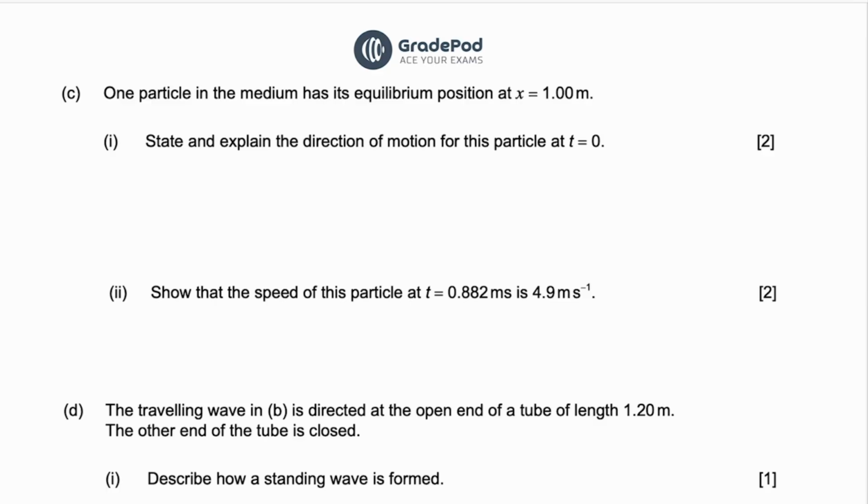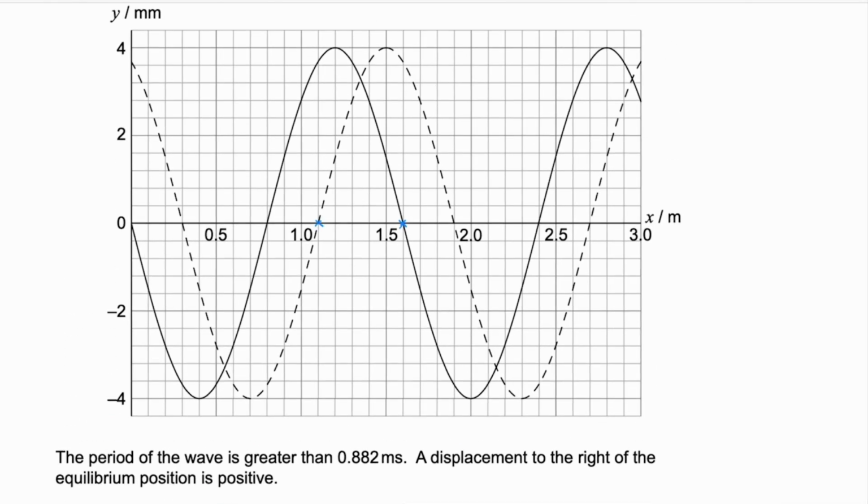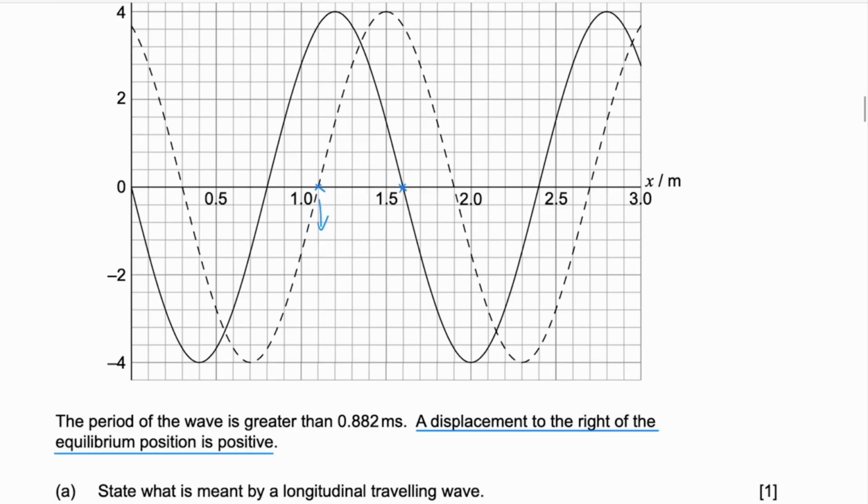C. One part in the medium has its equilibrium position at x equals 1.00 meters. 1. State and explain the direction of motion for this particle at t equals 0. So x equals 1 meter, that's the point there. And then a moment later, it's going to have moved down. And it tells us explicitly that a displacement to the right of the equilibrium position is positive. So if it's negative, then it must be a displacement to the left.